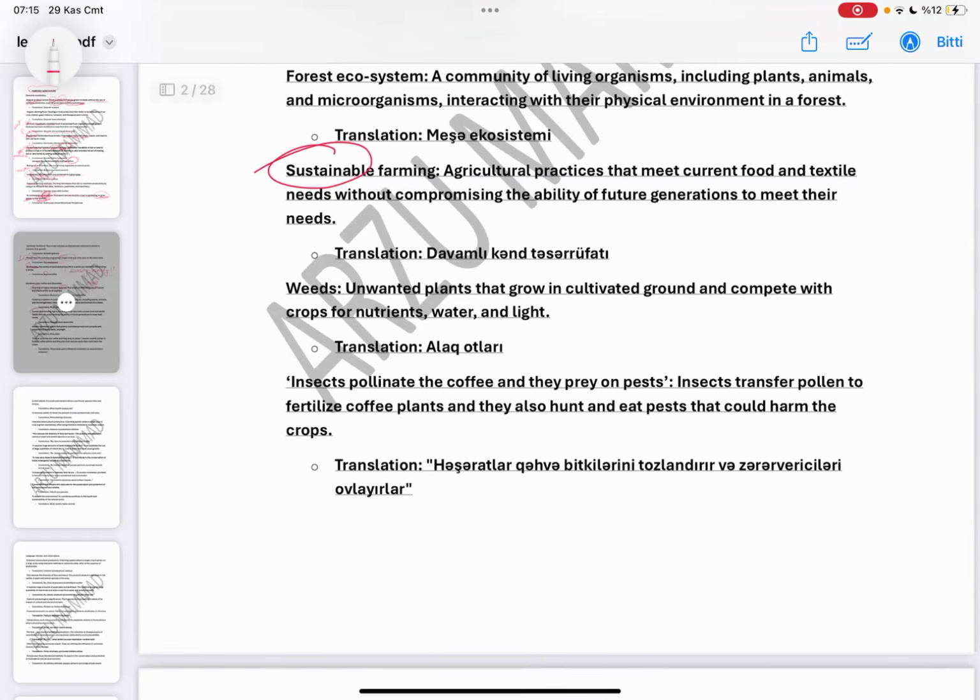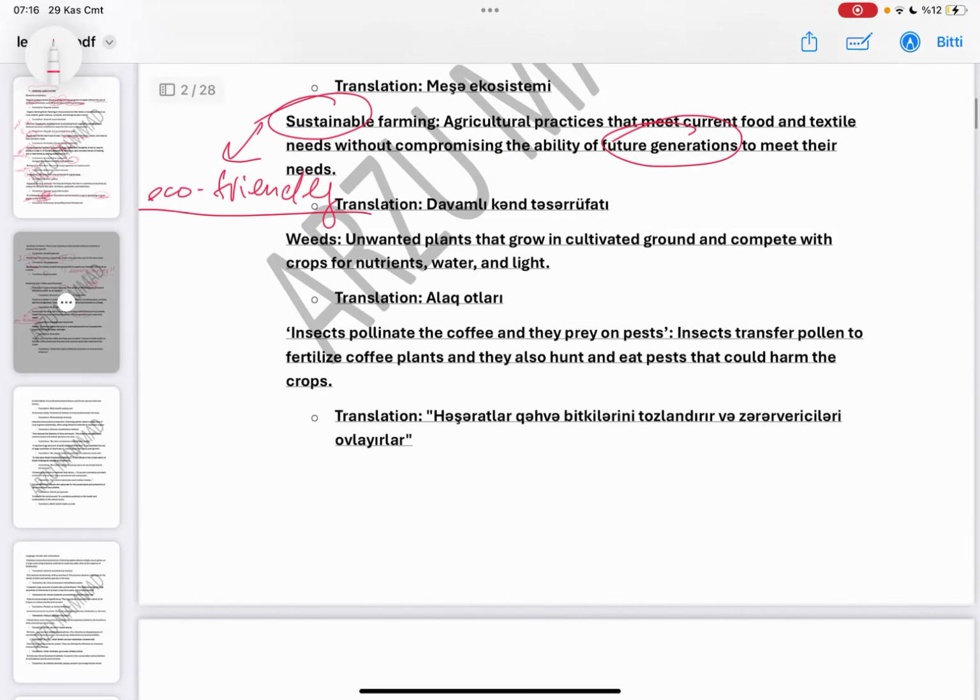Sustainable. Sustainable means something eco-friendly, so that future generations can also make use of it, okay? Sometimes we replace it with the word eco-friendly, sometimes also renewable, something like this, okay? Something useful for them, something that does not harm the environment, to be honest.